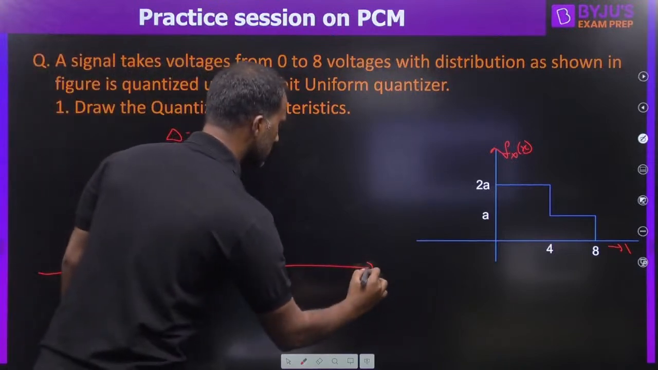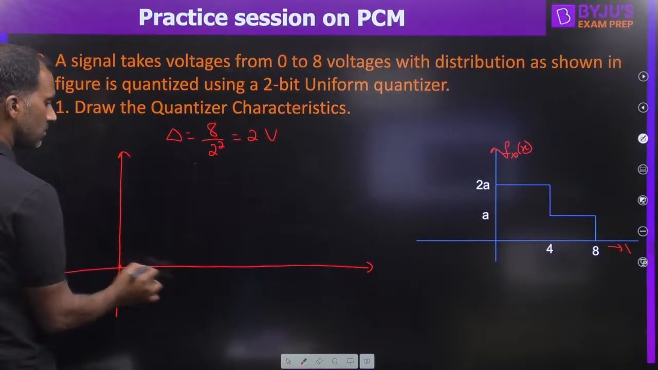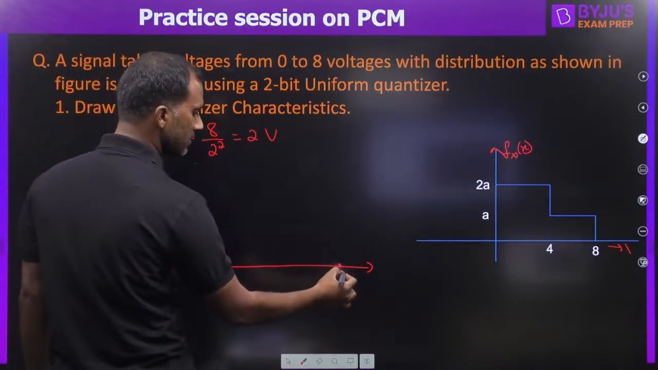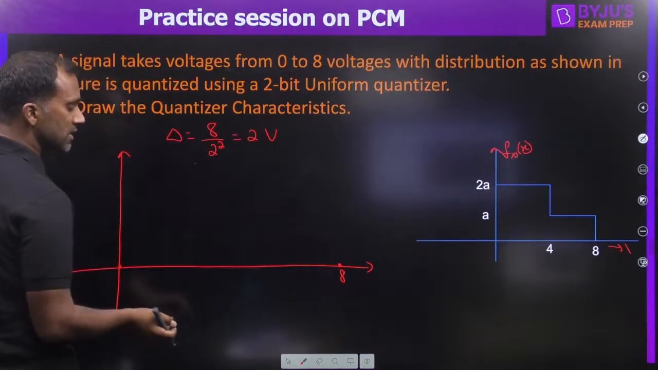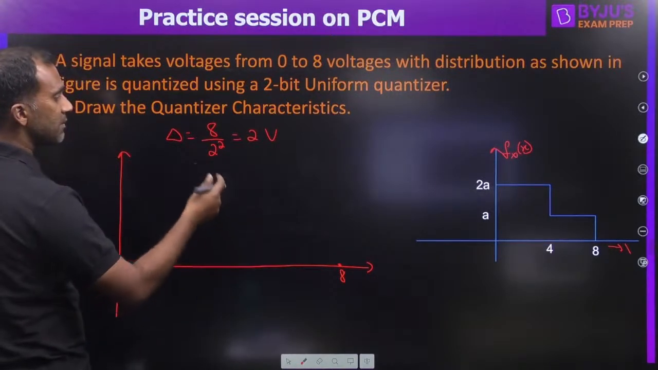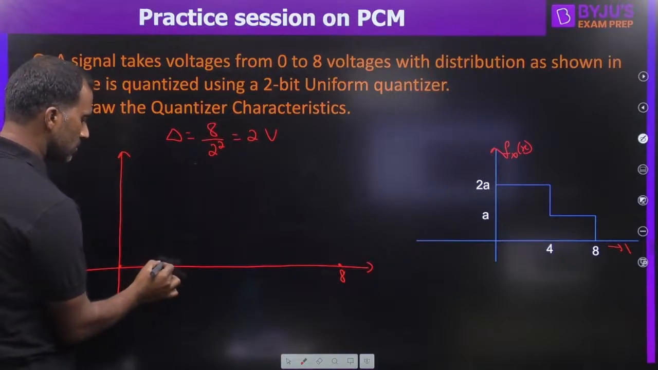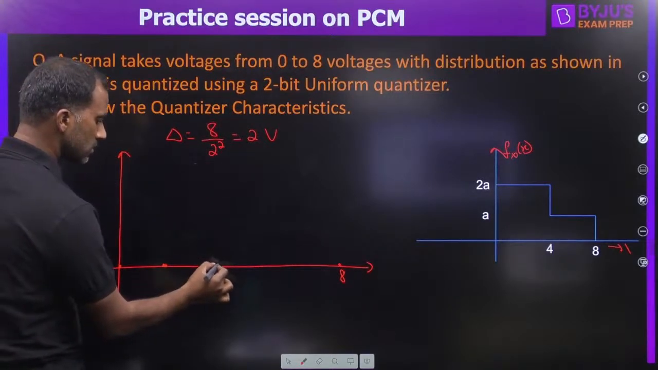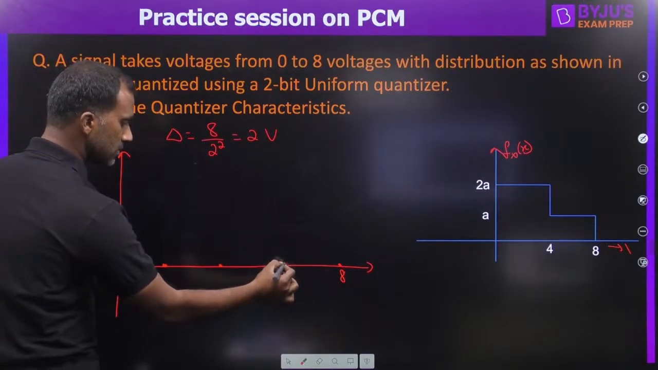So let us plot the characteristics. Starting voltage of the signal is 0 and the highest voltage of the signal is 8. Since the step size is 2 volts, let's divide the regions into 2 volts each. So totally 4 regions we get, because there are 4 quantization levels possible, because there are 2 bits. So 0, 2 volts, 4 volts, 6 volts.